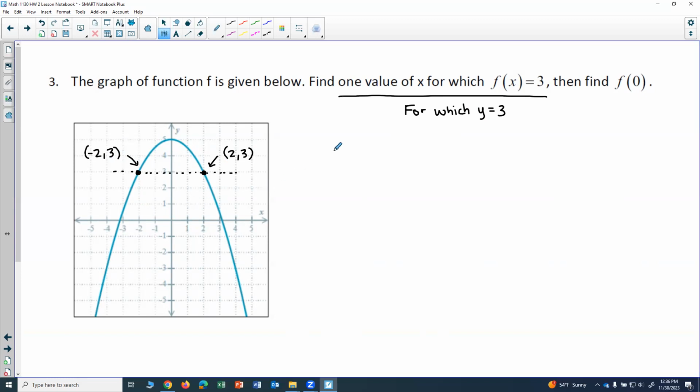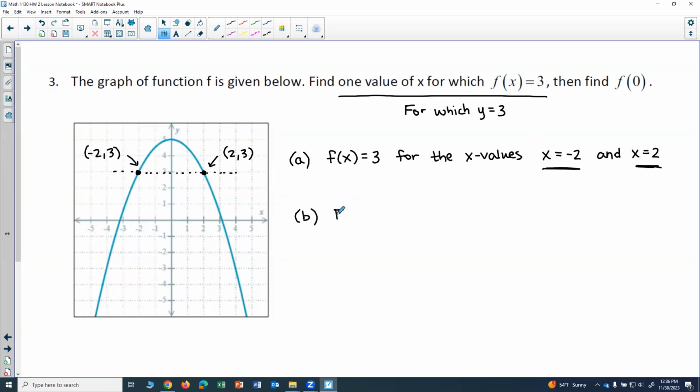So my answer for find one value of x for which f of x equals 3 would be, for the x values, x equals -2 and x equals +2. Either of these would be an acceptable answer because they just ask for one value, so I could answer either one and get it correct. So that's the first one. Let's call that part A. Now part B is to find f of 0.